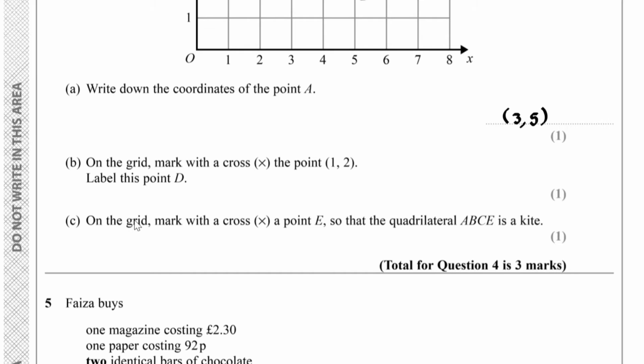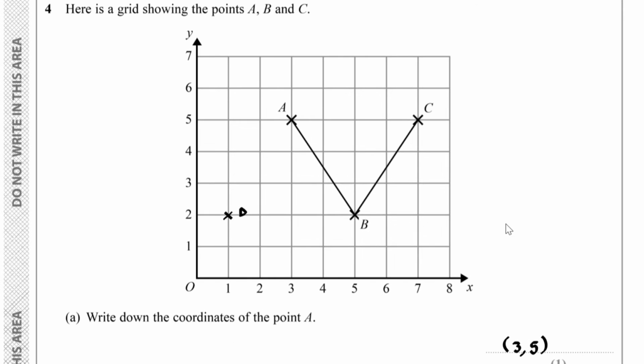And for part C, on the grid we have to mark with a cross a point E so that the quadrilateral ABCE is a kite. Well, we could have, for example, point E being over here. The consequence is if I join this point with this point and this point with this point, we can now see we've got a kite.